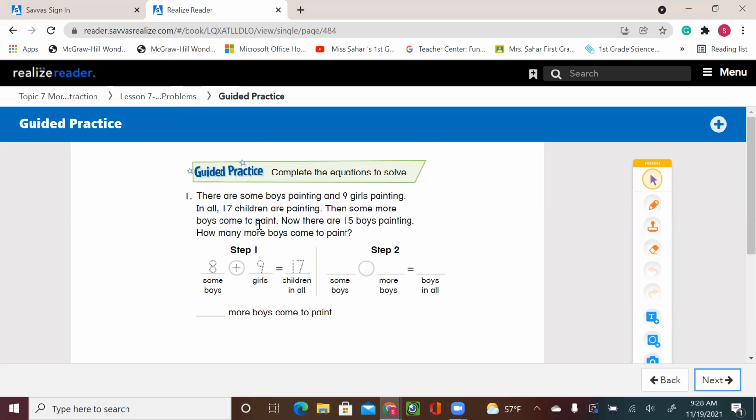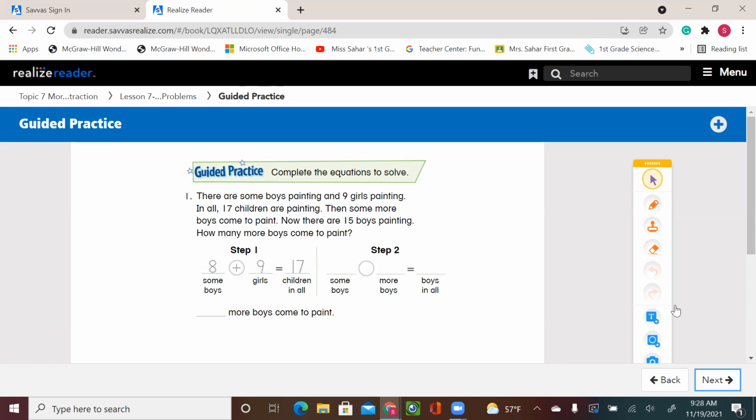What's the second part? Then some more boys come to paint. So more boys join that group of painting. So now there are 15 boys. Now again, I know the total. Now there are 15 boys. I know one part is 8. And guess what? More boys join. So how many boys, that's what I'm looking for. How many boys join this group?